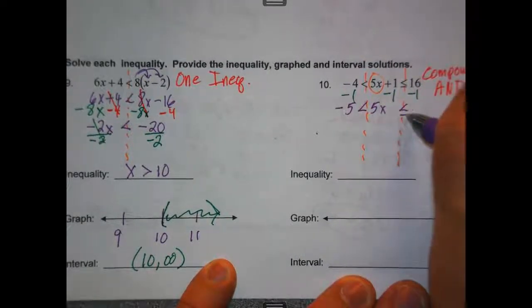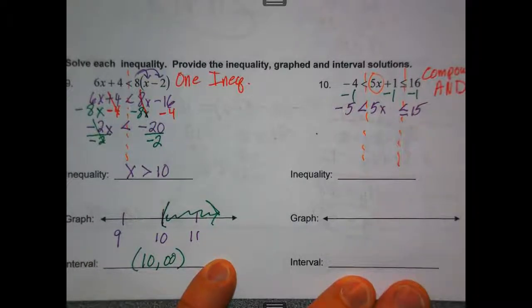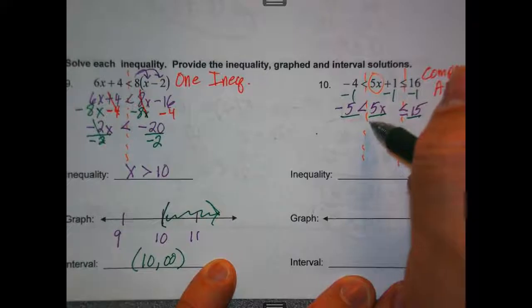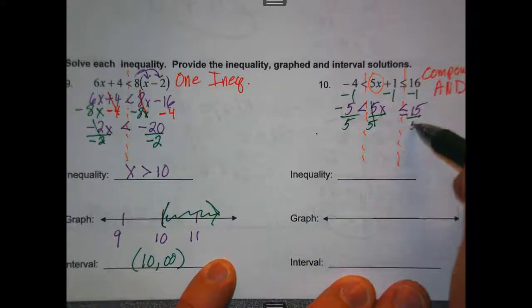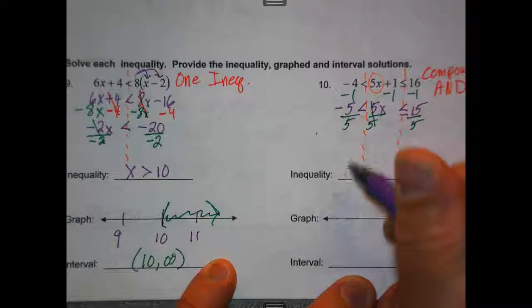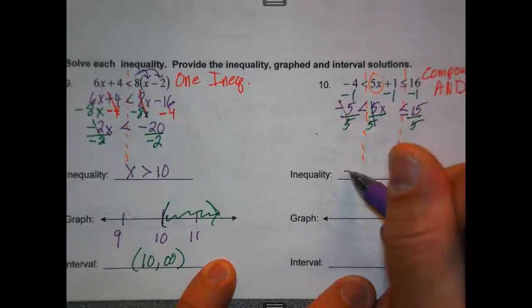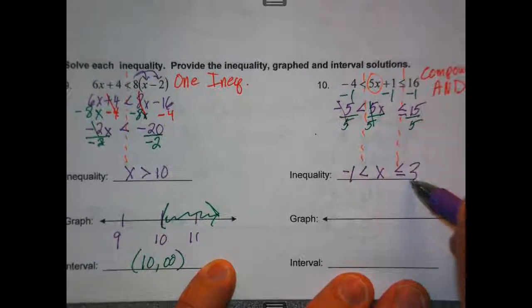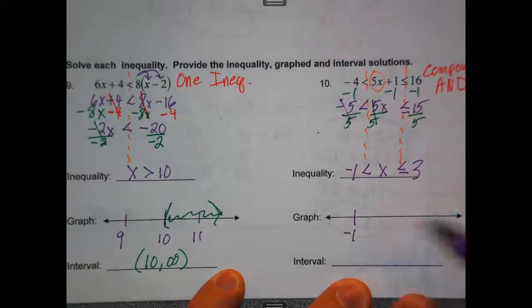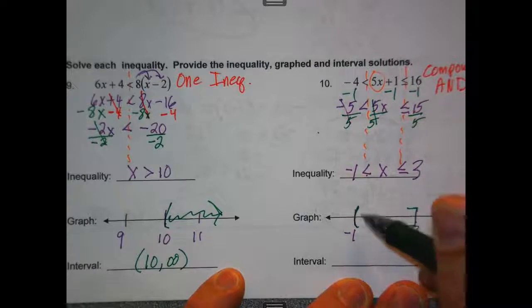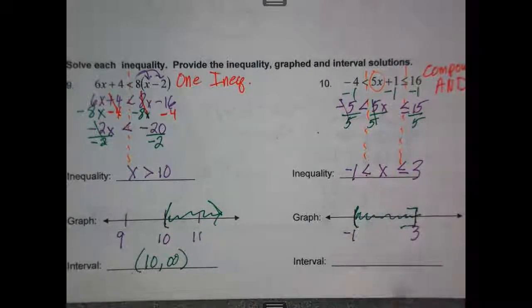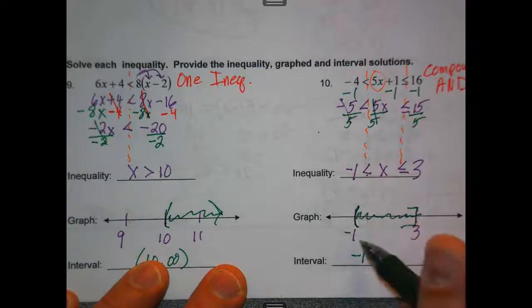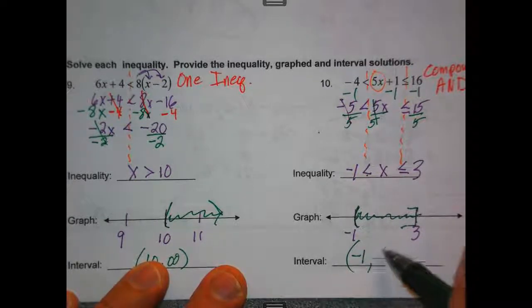X less than or equal to 15. Divide all sides by 5. Dividing by positive numbers, so my sign stays the same. Negative 5 divided by 5 is negative 1. X. 15 divided by 5 is 3. Here's my negative 1. Here's my 3. See, this one gets a parenthesis. It's the in-betweener because it's an and problem. Shade all that. Smallest number is negative 1, gets a parenthesis. Largest one is a 3 with a bracket.